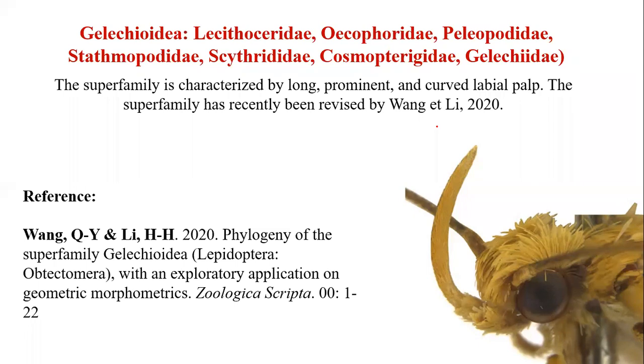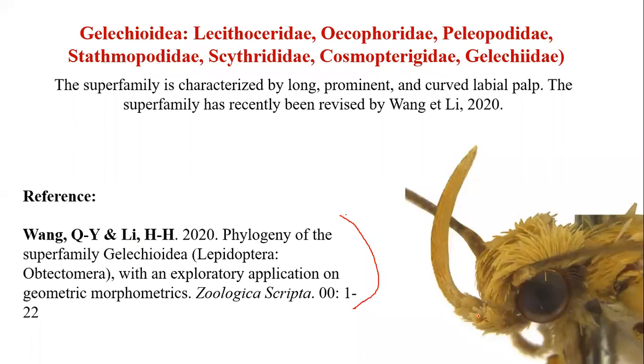However, I have included Lecithoceridae, Oecophoridae, Xyloryctidae, Stathmopodidae, Scythrididae, Cosmopterigidae, and Gelechiidae for today's discussion. So if anyone wants to know more about this superfamily and its status, they can go through the paper of Wang and Li, which was published in 2020. I have attached the reference of that paper.